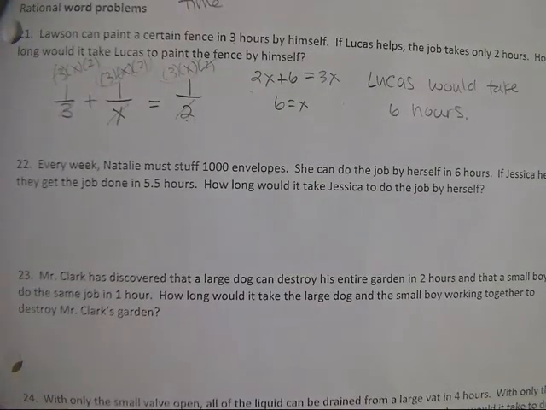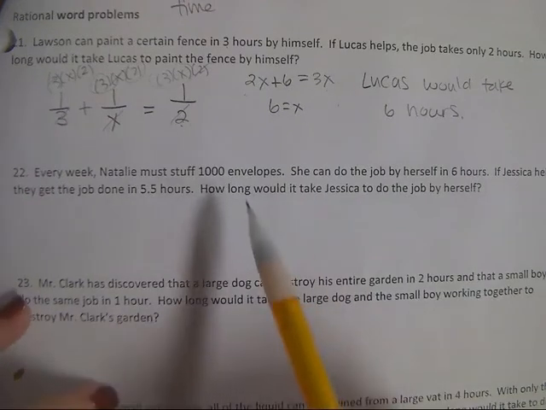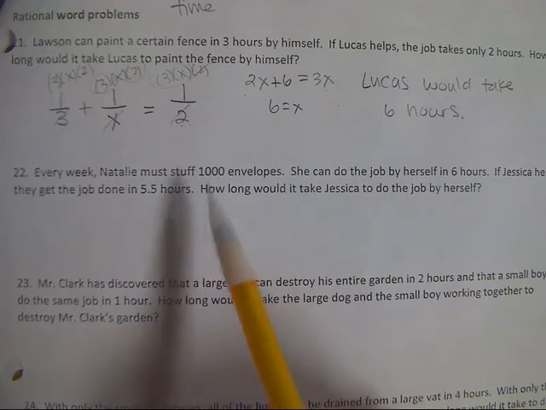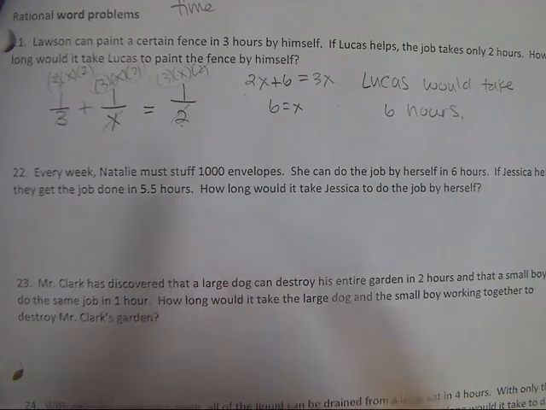22. Every week, Natalie must stuff 1,000 envelopes. She can do the job by herself in 6 hours. If Jessica helps, then they can get the job done in 5.5 hours. How long would it take Jessica if she did the job by herself? Okay, so again, I have an individual and I have a together time. This 1,000 does not matter. All this is showing is that they are both doing the same job.